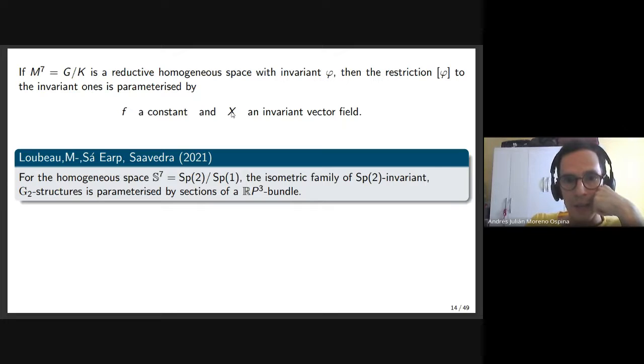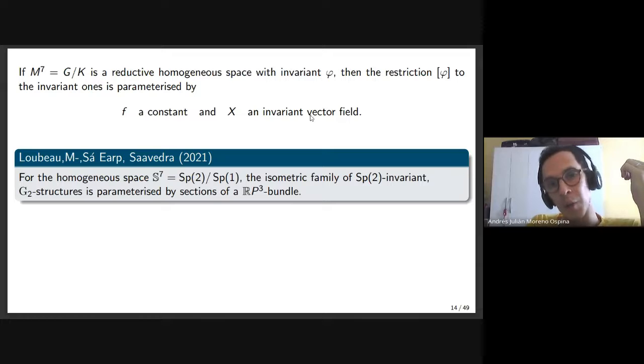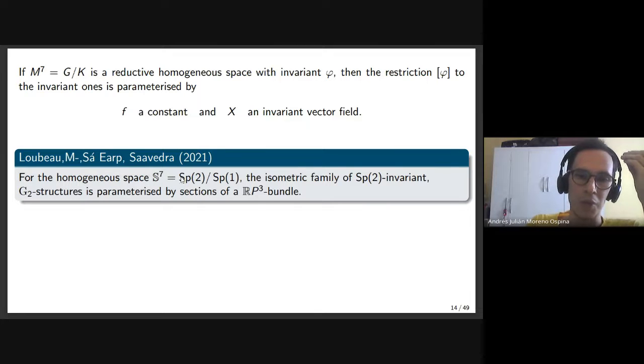Basically, for the condition that X needs to be an invariant vector field, you see that, of course, invariant vector fields do not always exist, for example, in a homogeneous space. It depends on the isotropy, right? But if, for example, the isotropy has trivial representations, you will obtain invariant vector fields. And that's the case of the 7-sphere when you consider it as the quotient of Sp(2) over Sp(1), right?